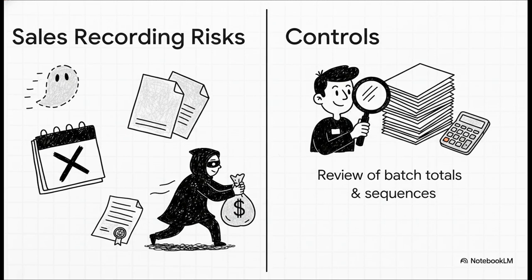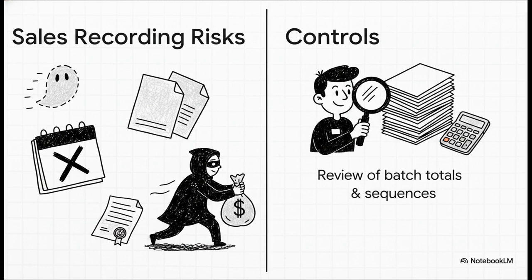But what could possibly go wrong when manually recording sales? Well, a lot actually. If an invoice is omitted, your revenue is understated. If it's duplicated, revenue is artificially overstated. If a transaction is recorded in March, but the goods shipped in February, your cutoff assertion has totally failed.